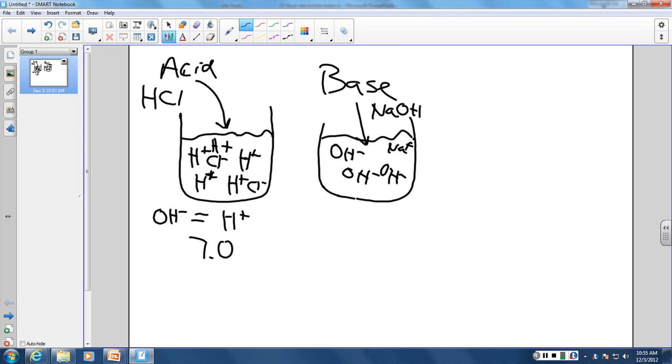Now, because you have all those freely floating hydroxide ions, hydroxide binds with hydrogen ion to form water. So that's why the definition says a base accepts hydrogen ions. Because if you have a free hydroxide, it's going to form a bond with that hydrogen. So it's going to take the hydrogen out of solution. Okay?